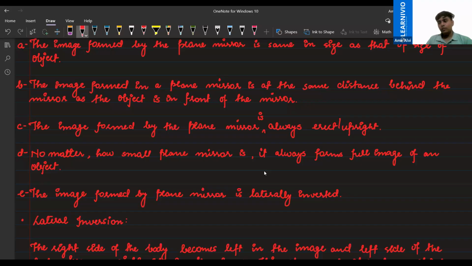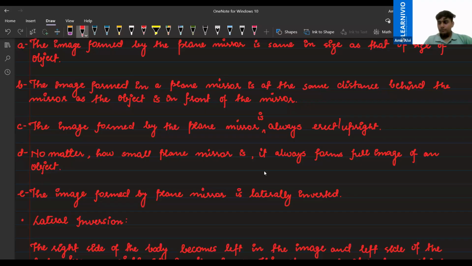Could you please repeat? Sir, that point was the thing I was talking about when you asked about the plane mirror first. Okay, so you were talking about the lateral inverted part. Okay. So this property is called lateral inversion.